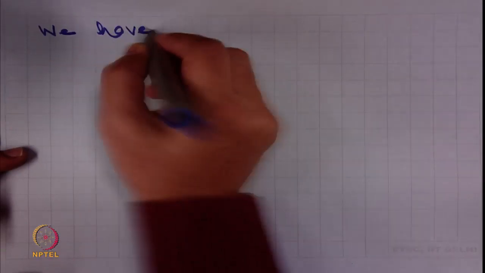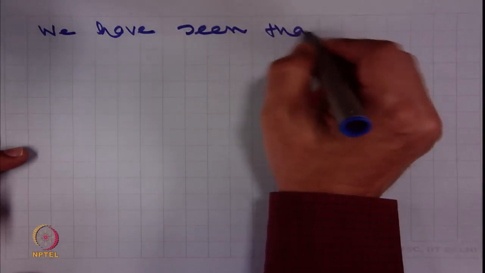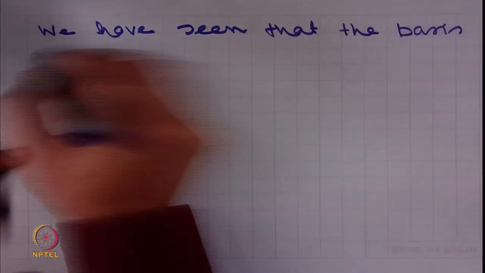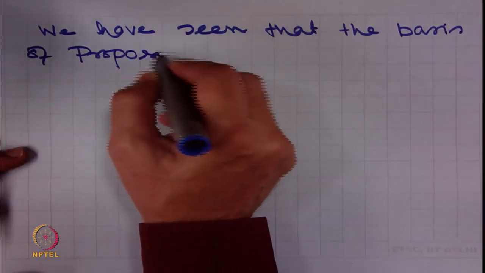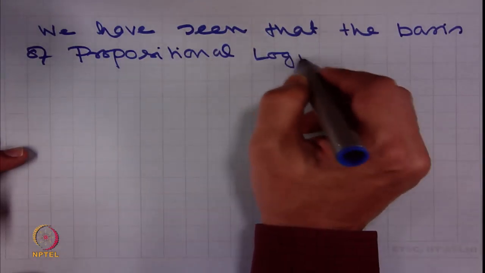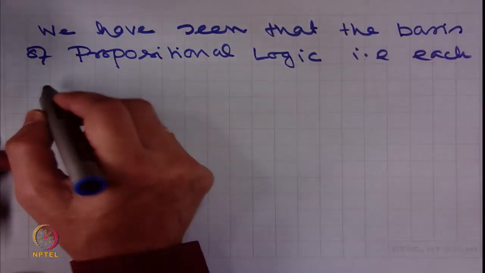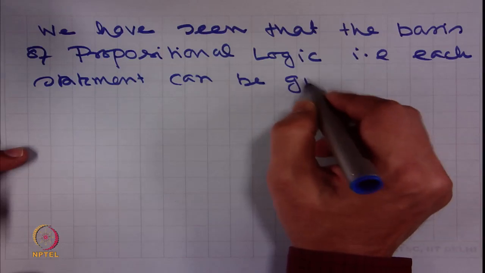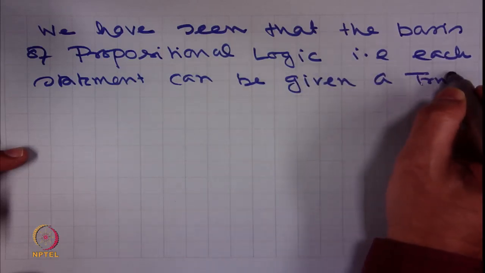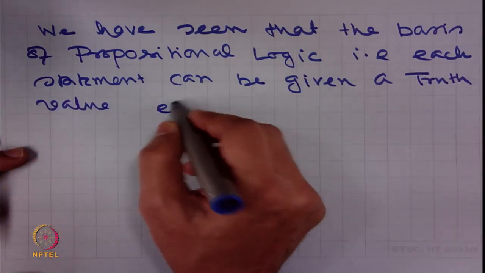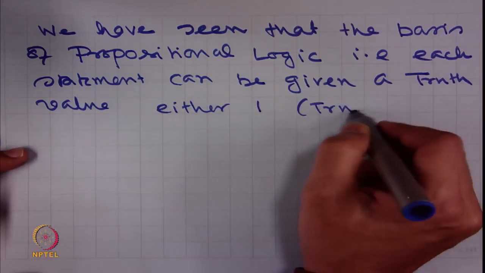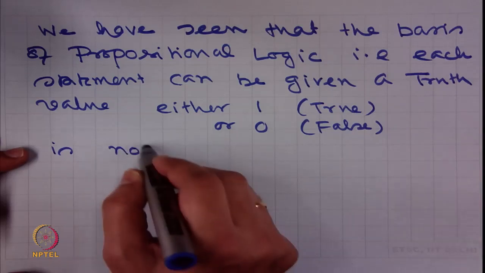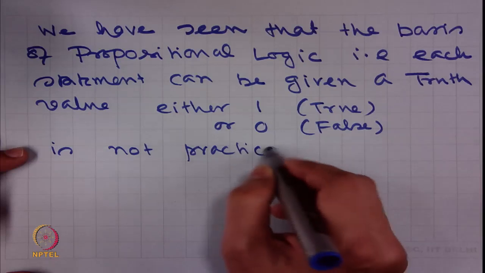We have seen that the basis of propositional logic, that is each statement can be given a truth value either 1, that is true, or 0, that is false, is not practically justified.